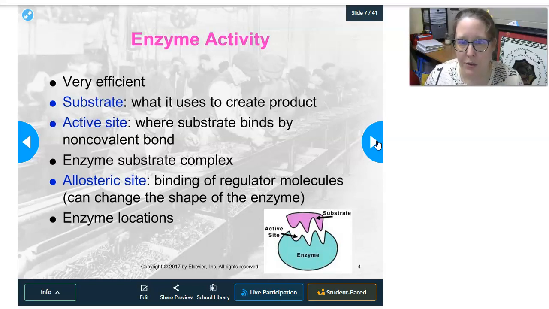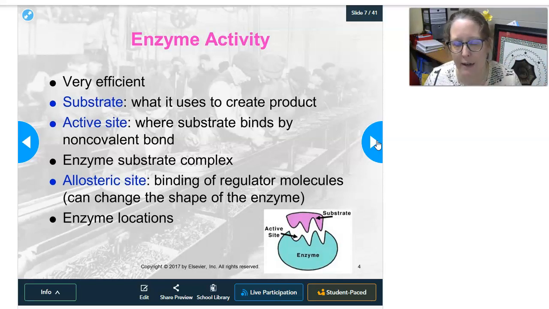The substrate is what is used to create a product. Again, it could be two molecules that are brought together to make a bigger molecule, or it could be a big molecule that's broken down to make two smaller molecules. The active site is where the substrates bind, and it's a non-covalent bond, meaning it's not a permanent bond. It kind of sticks on it like Post-it sticky notes, just sticks by non-covalent bonds, and then the reaction happens, and then it lets go.